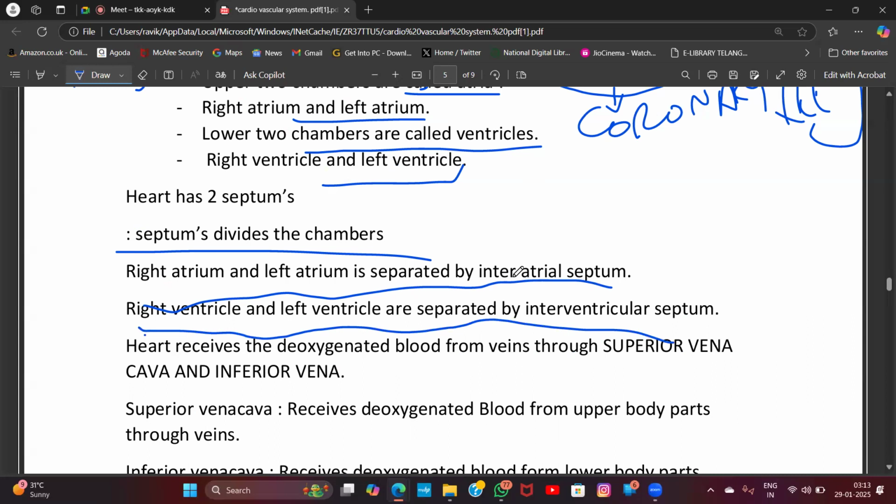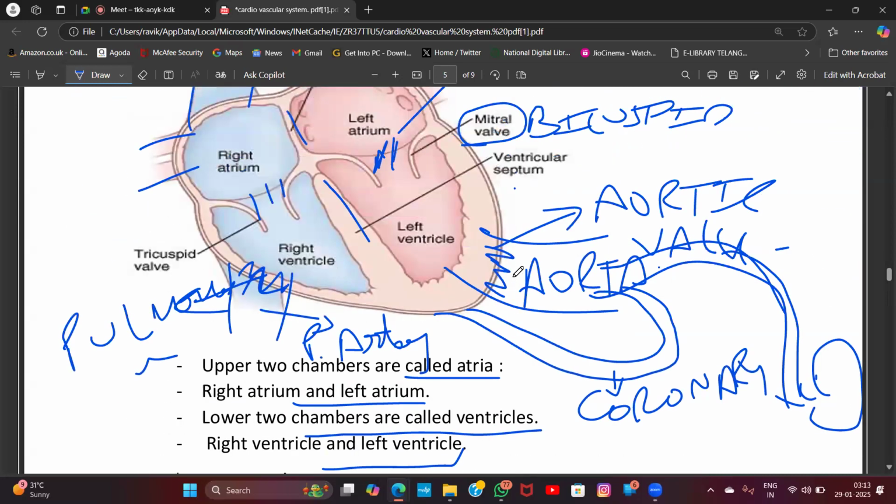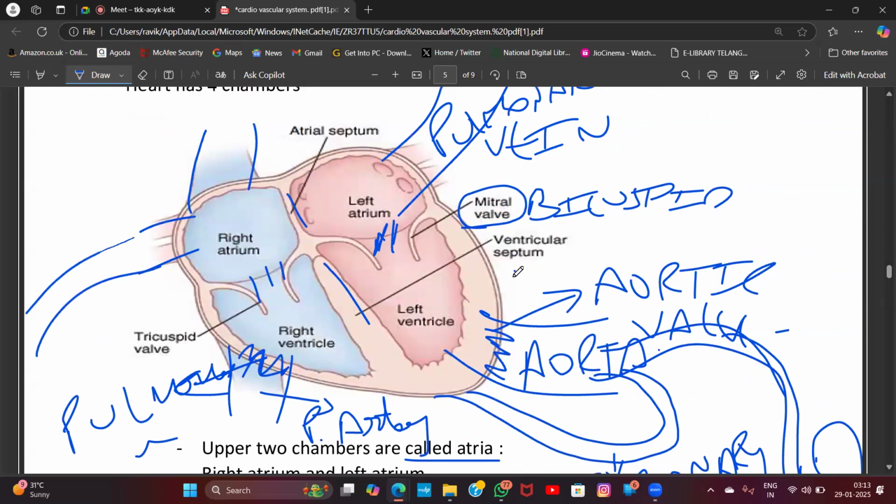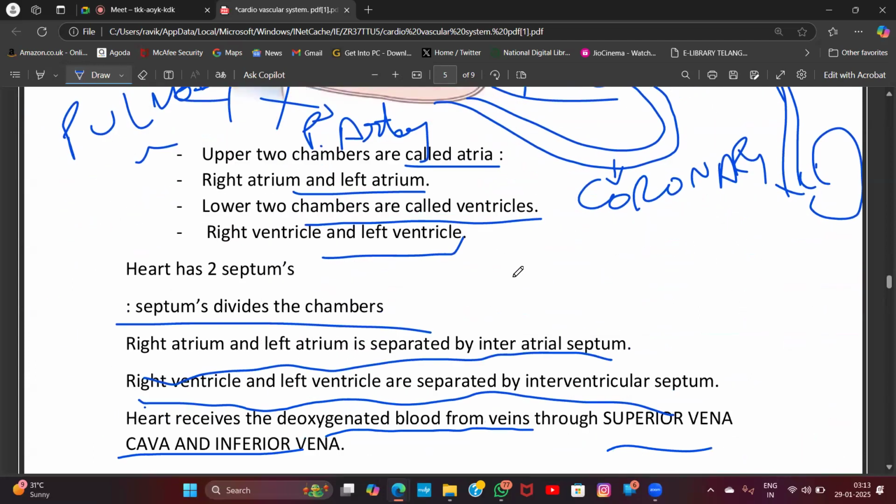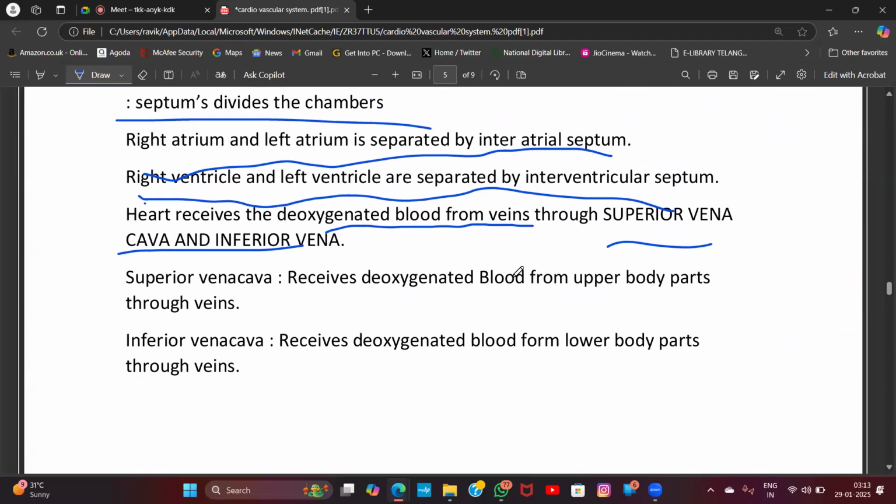The heart receives deoxygenated blood from the veins through the superior and inferior vena cava. What does the heart receive? Deoxygenated, CO2 rich blood from the veins, through the superior or inferior vena cava. From the body parts it brings the CO2 rich blood to the heart.